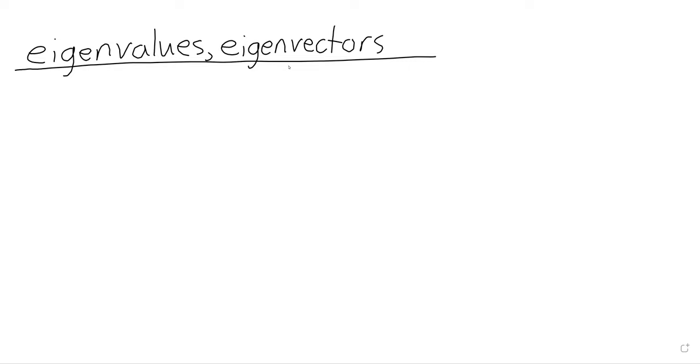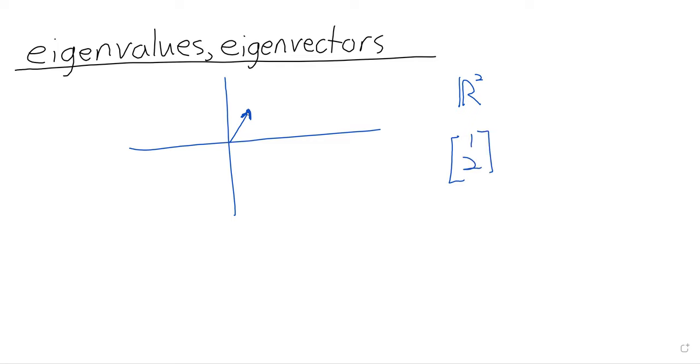So here's the deal. Let's say we're in the plane. We're in R2. And because we're in R2, we can represent vectors visually. Remember that a vector in the plane is just represented as an arrow connecting the origin to the coordinates. So if we're looking at the vector (1, 2), we find the point (1, 2) and connect it to the origin with an arrow.